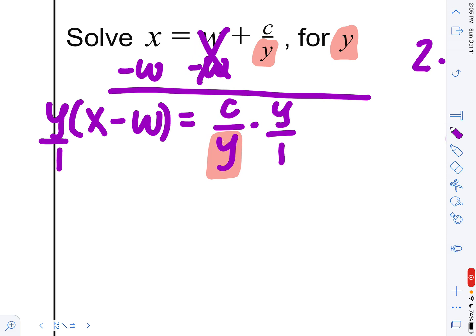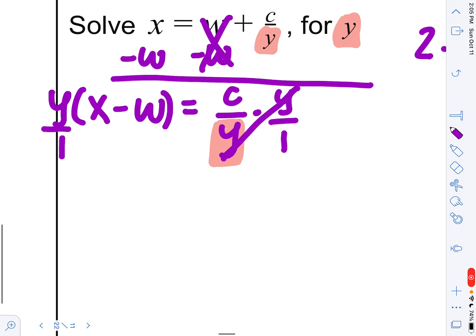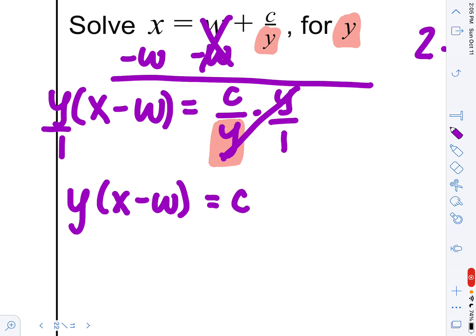Now, again, I'm trying to get y alone, so I know I'm kind of doing the opposite here, but I need to get rid of this y on the denominator. We always need to get rid of our denominator before we can touch the numerator. So look what happens here. That cancels, right? So now y over 1 over here is just the same thing as y. Anything divided by 1 is just itself. So y times x minus w equals c.